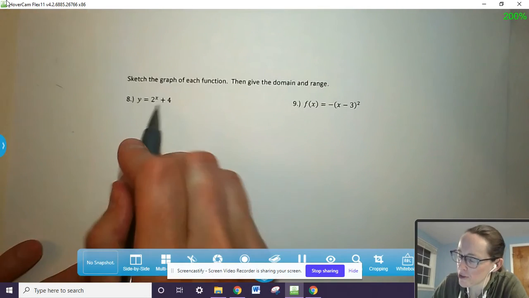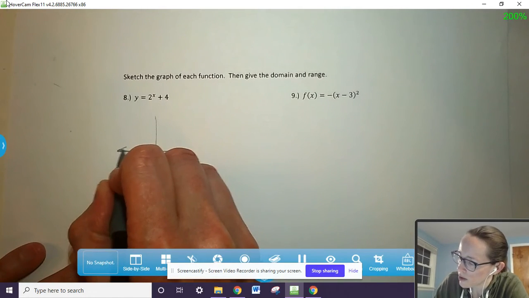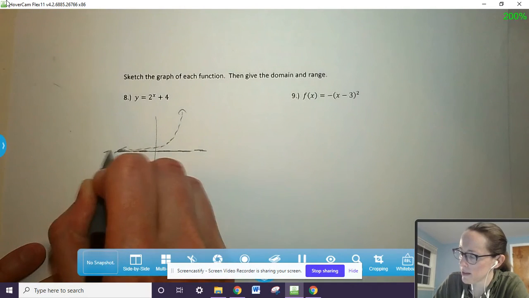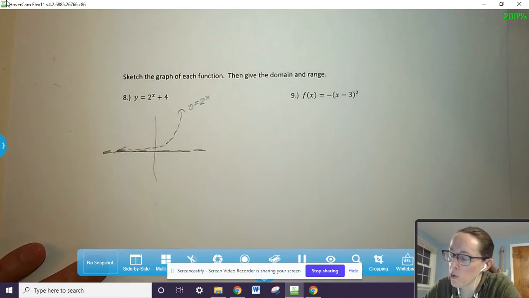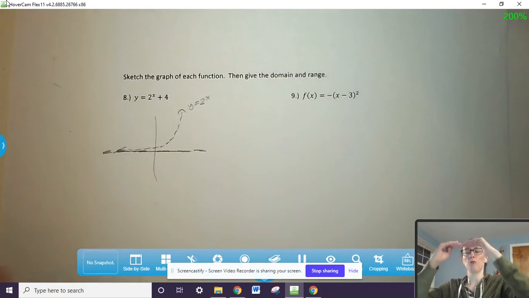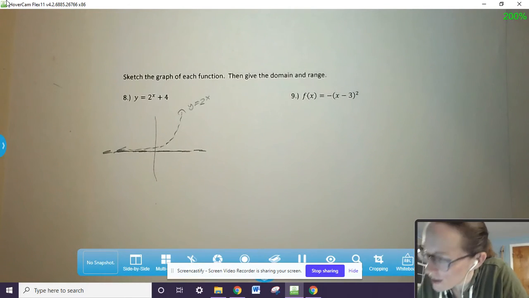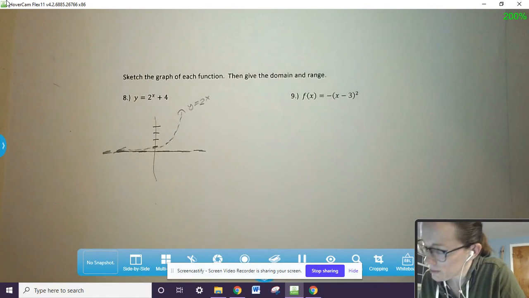Let's get this exponential function going. So this is a transformation of 2 to the x. Here's what 2 to the x looks like, and it has a horizontal asymptote along the x-axis. And then that +4 is going to move the entire graph up 4 units. And you know that it's going to move the asymptote as well. That's the kind of stuff you need to be aware of next year. So we're going to move 1, 2, 3, 4 for the asymptote.